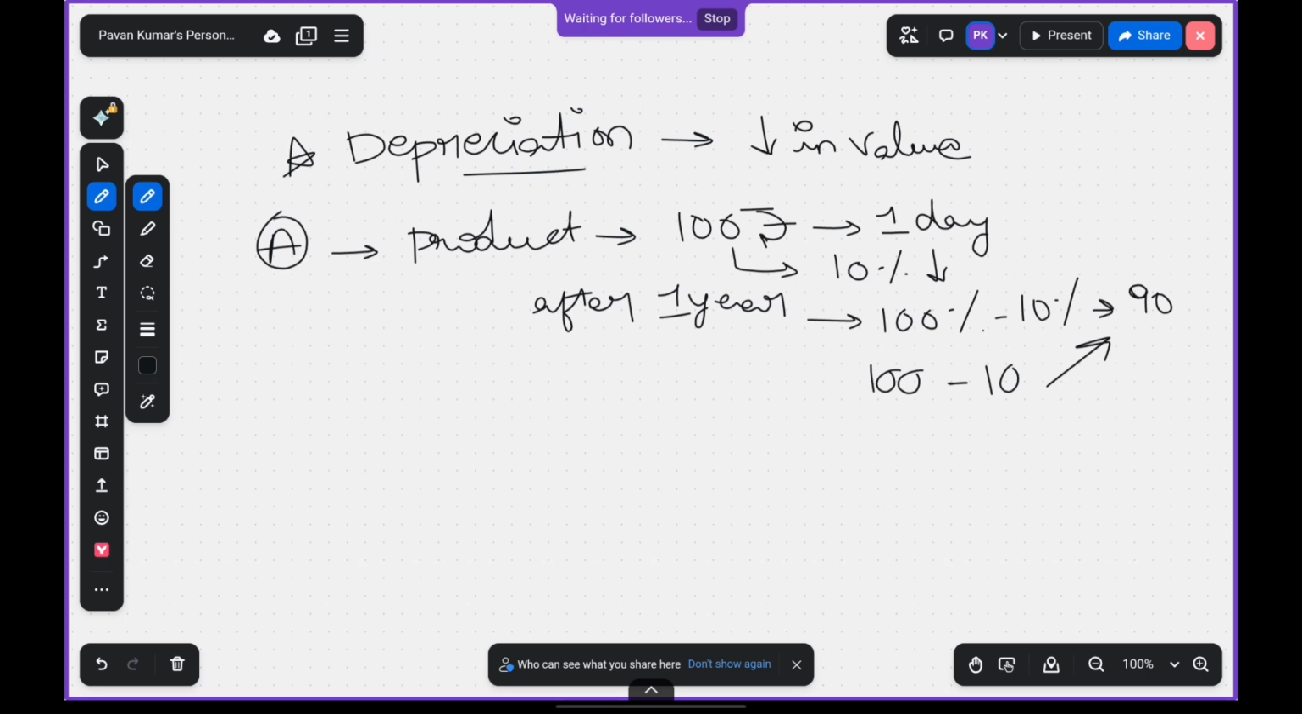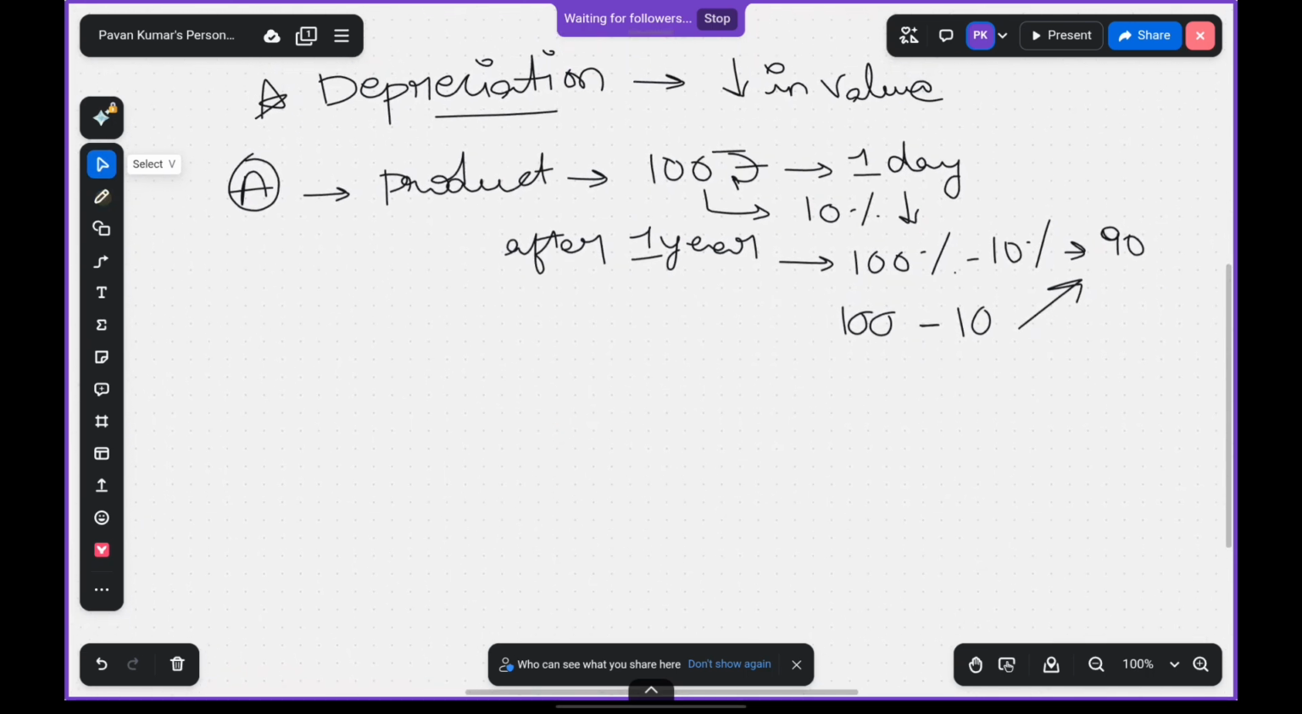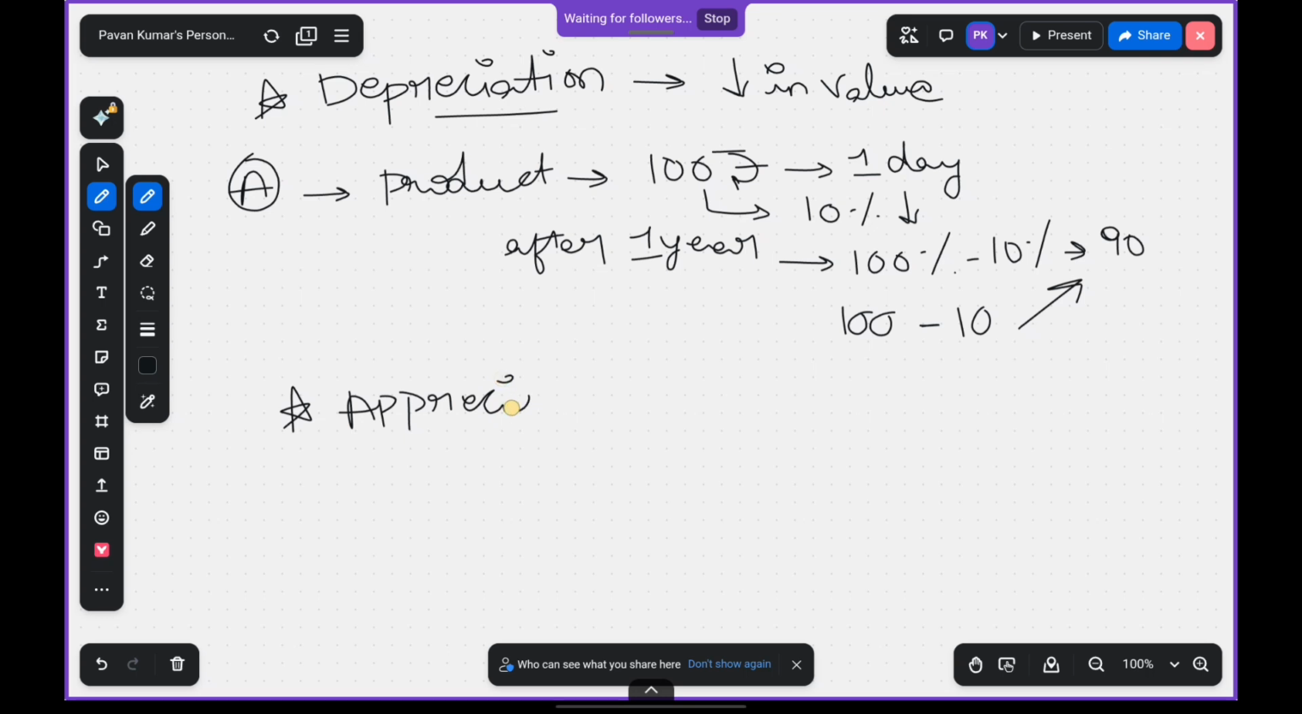Let's say if someone says liability and assets, right? So assets and liabilities shall be derived on the basis of depreciation and appreciation. So what is appreciation here? When we say depreciation means a decrease in the value, appreciation means increase in the value.